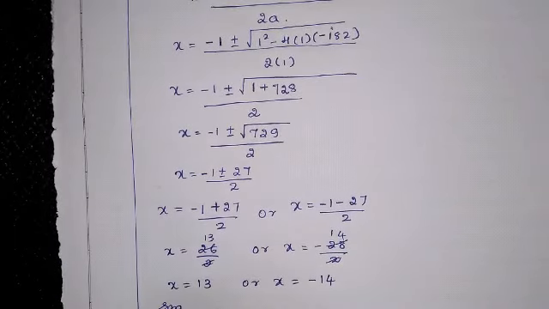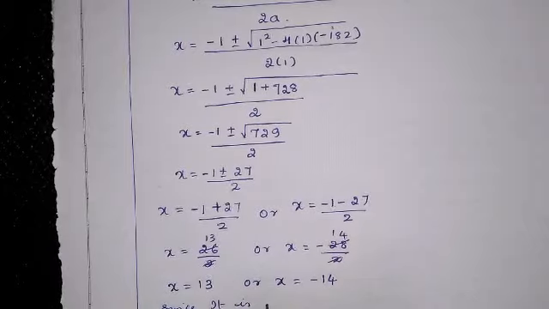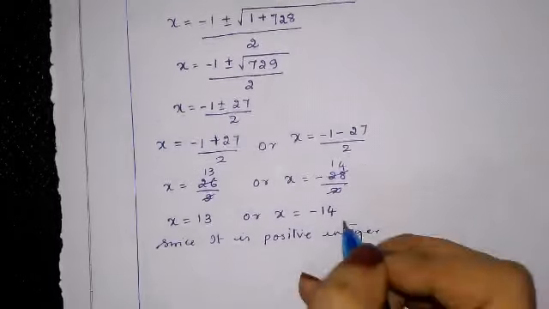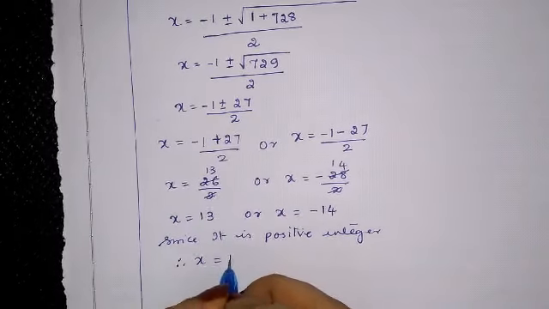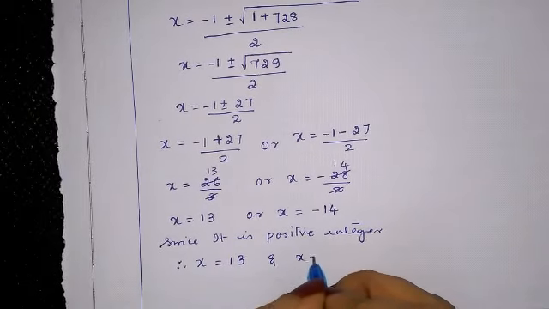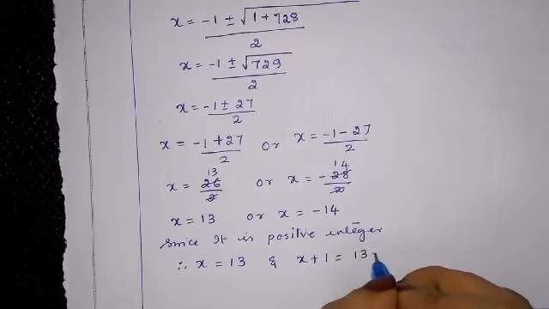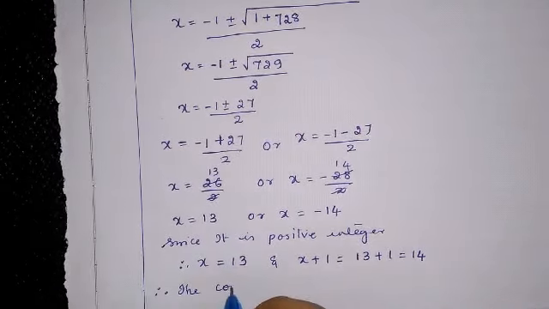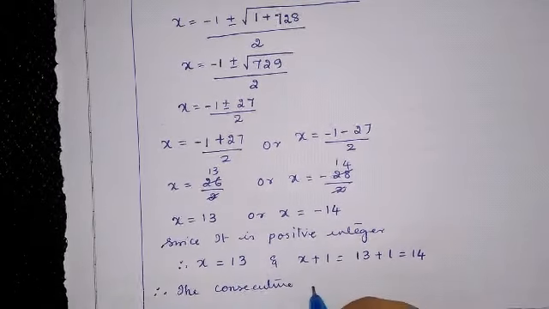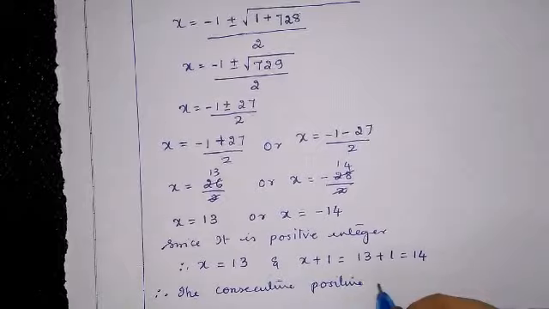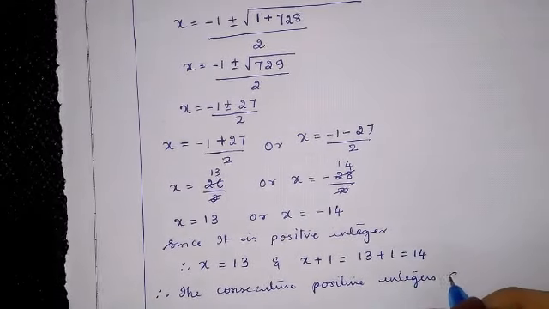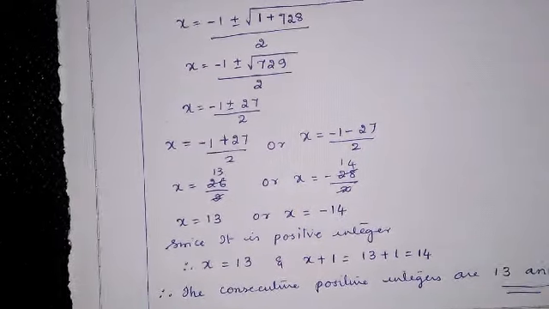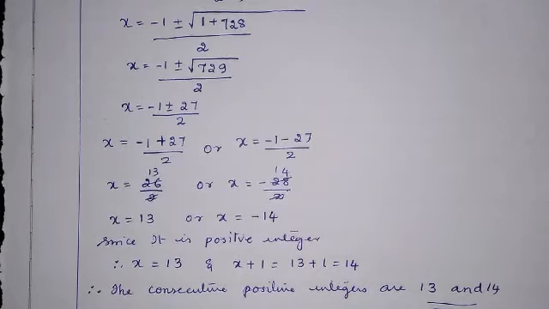Since it is a positive integer, therefore x is equal to 13 and x plus 1 is equal to 13 plus 1, which is 14. Therefore, the two consecutive positive integers are 13 and 14. So we got the answer. Okay, let us see the next question.